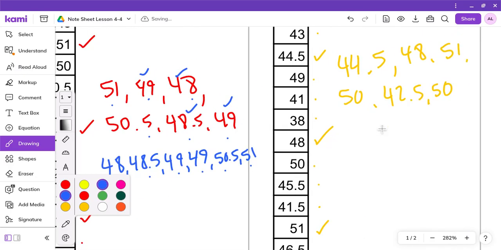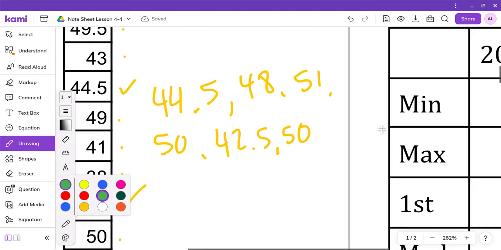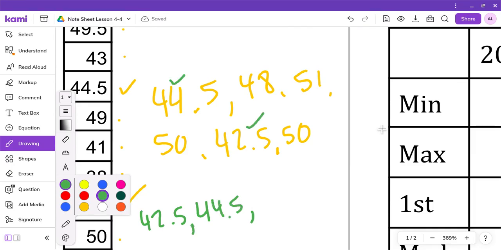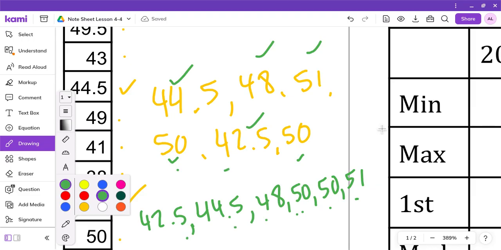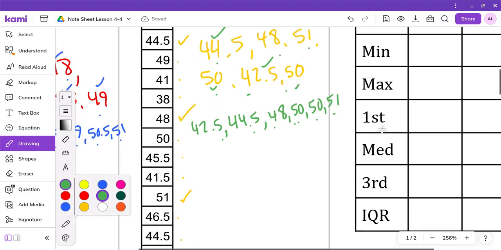Okay, this one, here we go. 42 and a half, 44.5, 48, 50, 50, 51. 1, 2, 3, 4, 5, 6. We're good.